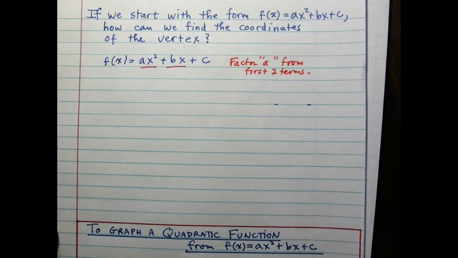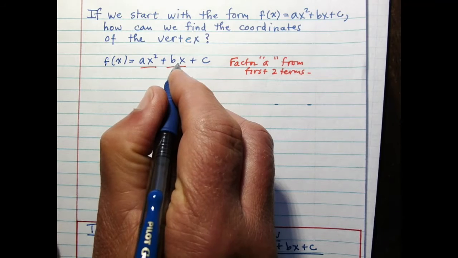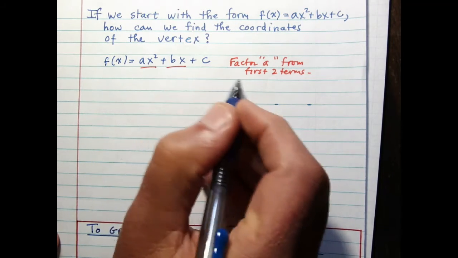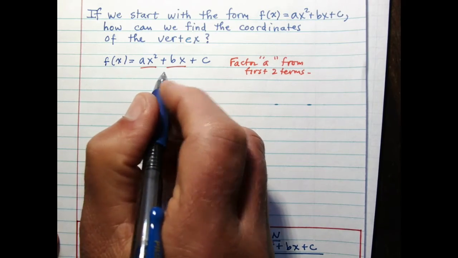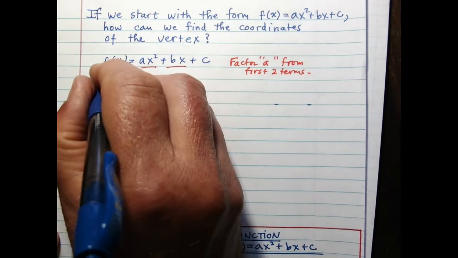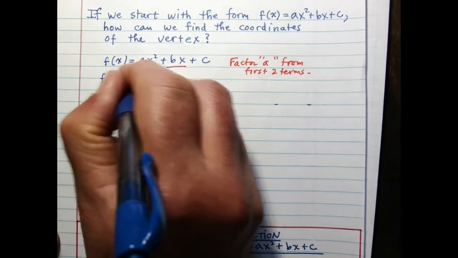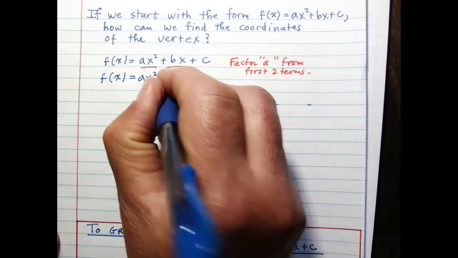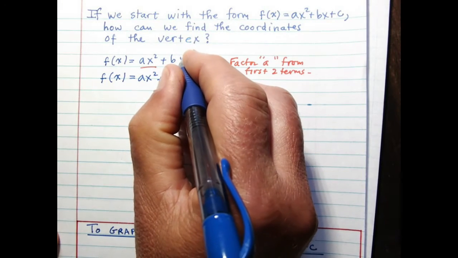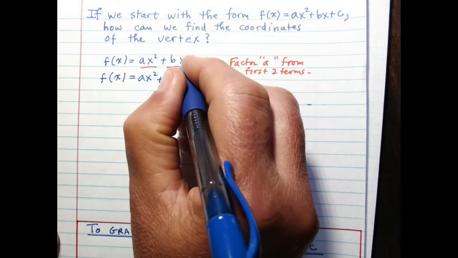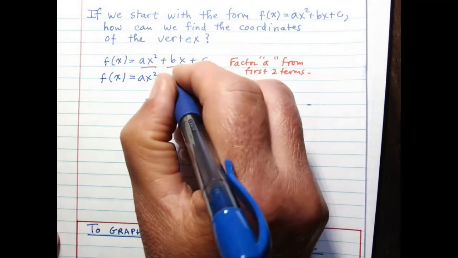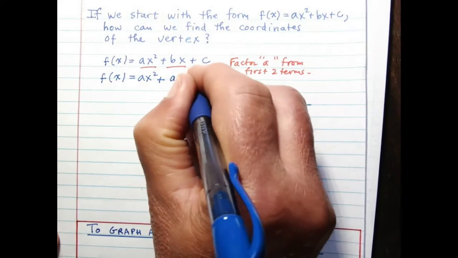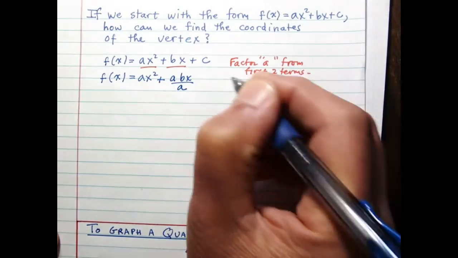And now you may look at this and say, well, there's no way you can factor an a from bx. But it turns out you can factor an a from any term if you learn a little trick in algebra. And here's the trick. I'm recopying the beginning of that. Now, what I'm going to do is take that bx, and I'm going to multiply and divide by a. So I'm going to take a times bx over a.